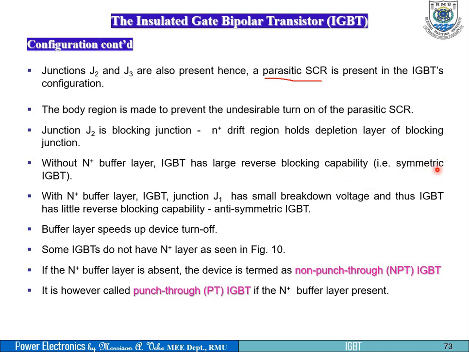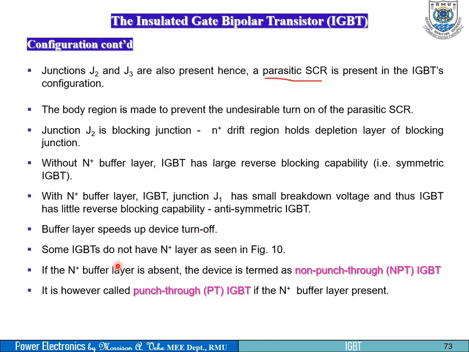So we call that kind of device a symmetric IGBT, where the N plus buffer layer is absent. With the N plus buffer layer present, IGBT junction J1 has a small breakdown voltage, and thus the IGBT has little reverse blocking capability; it is called an asymmetric IGBT. The buffer layer speeds up device turn off, so you need a buffer layer to speed up its turn off.